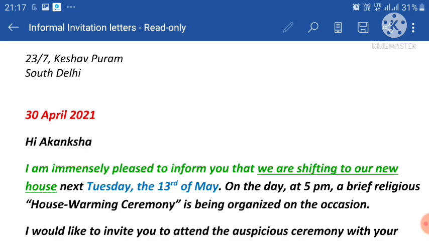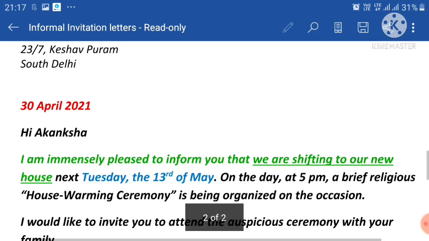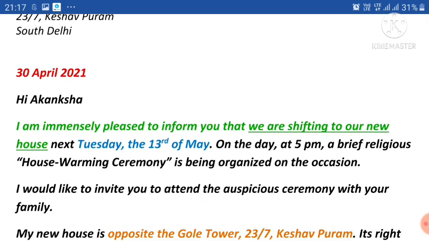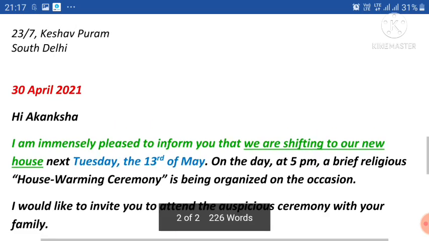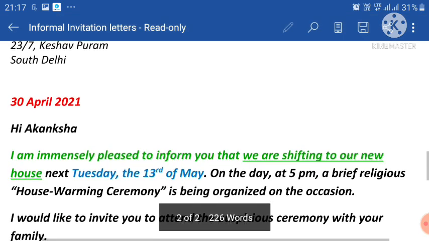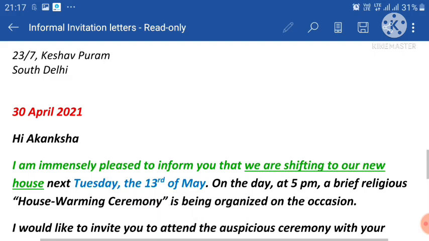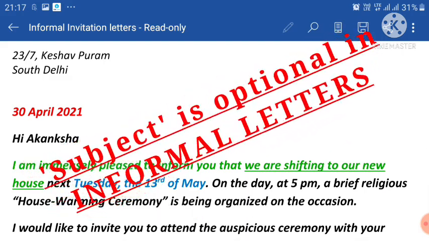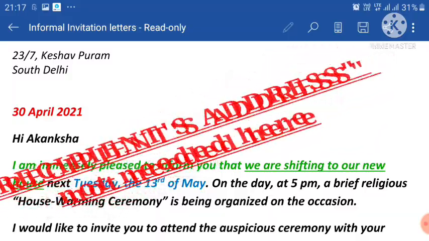Leave a space or a line, write the date on which you are writing, that is 30th April 2021, and then leave a line and directly move to the salutation. Hi Akanksha, or you could say Dear Akanksha. Do you notice something here? The subject is missing. Do you notice the address of the recipient is missing? Where is Akanksha's address?